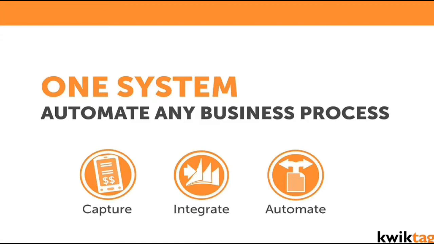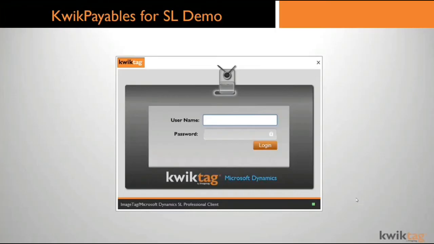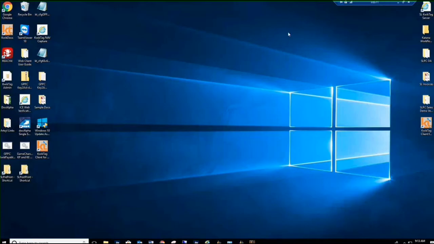We're going to take a look at each one of those steps as I jump into a brief demonstration of how that works for AP automation in particular, and then we'll talk about some of the other areas where we can help your organization. But first, let's look at AP automation and what that experience looks like using QuickTag. Give me one second here. I'll switch over to this other monitor. Oh, that looks good. I'm now going to dive into what we call the SL Professional Client.